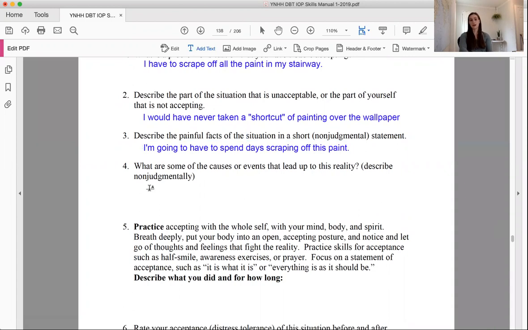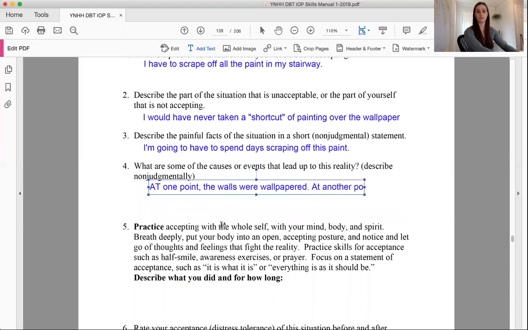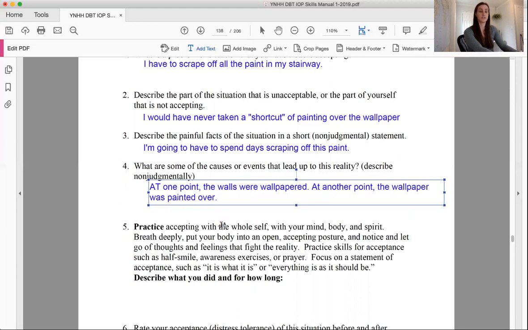So in my case, I'm going to write down at one point, the walls were wallpapered. At another point, the wallpaper was painted over. Another part of this reality is that the house is about 60 years old and has had multiple owners. And some of those owners could have had different opinions on how to prep walls. So I'm going to add that, and then I think we're solid on naming some of the causes or events.